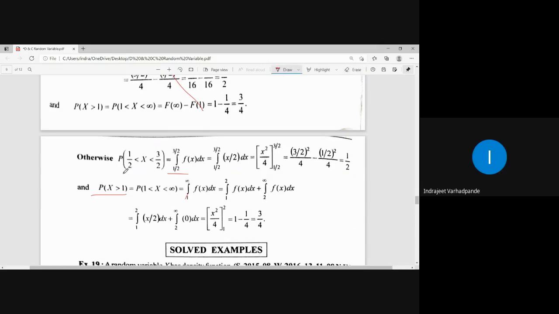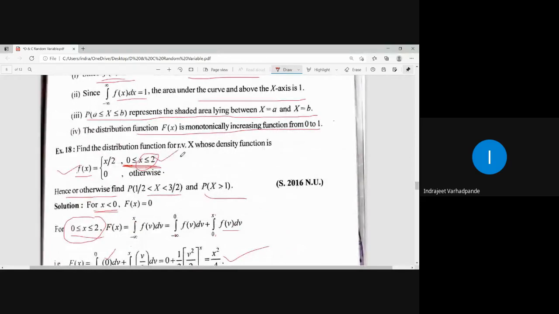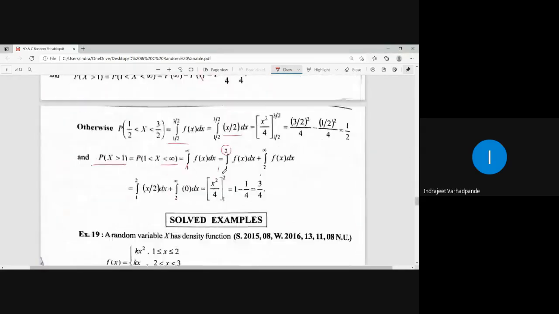Yes, sir. So between 1 by 2 less than x less than 3 by 2, integration is from 1 by 2 to 3 by 2 of the given function x by 2. For x greater than 1, it is x greater than 1 but less than infinity. So 1 to infinity is 1 to 2, 2 to infinity. Why have I taken this as 2? Because what is the upper bound of the function here? The function is defined only up to 2. So this will be f of x and this will be 0.